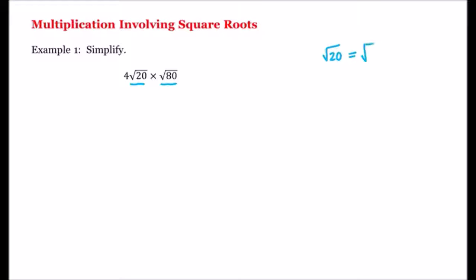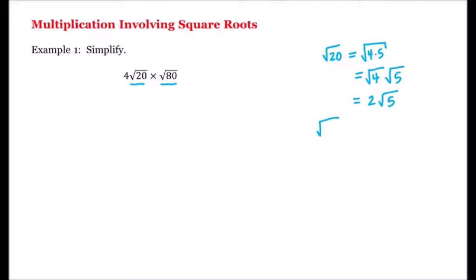In other words, 20 is 4 times 5. And then by properties of radicals, this is equal to the square root of 4 times the square root of 5, which is equal to 2 times the square root of 5.